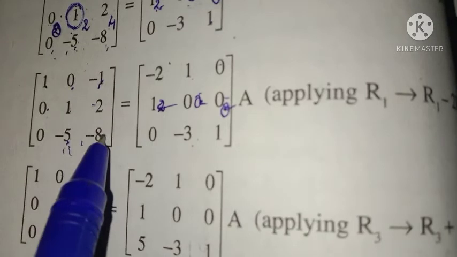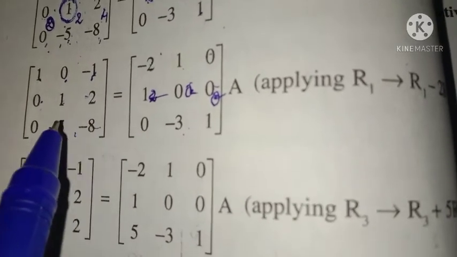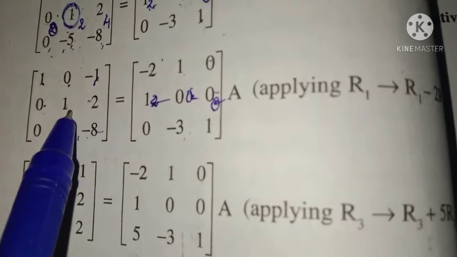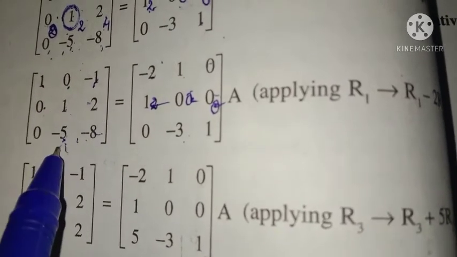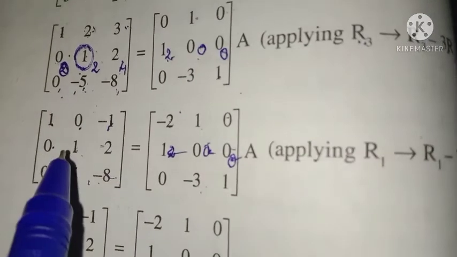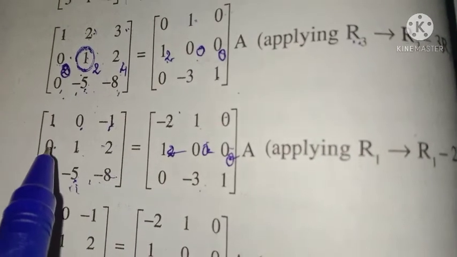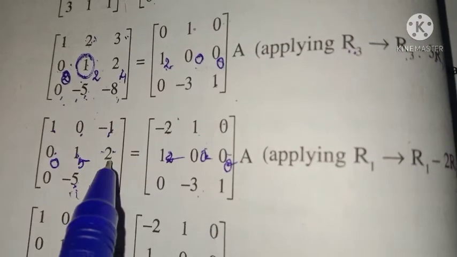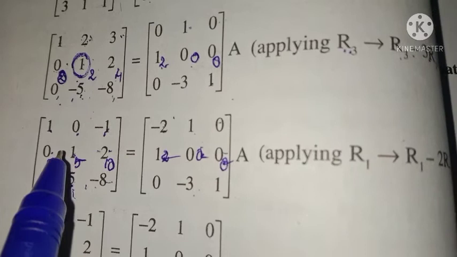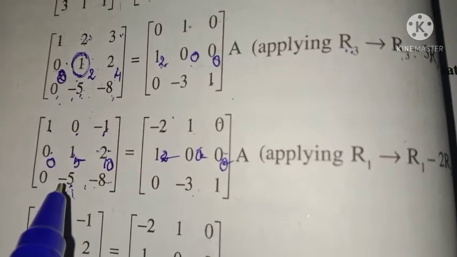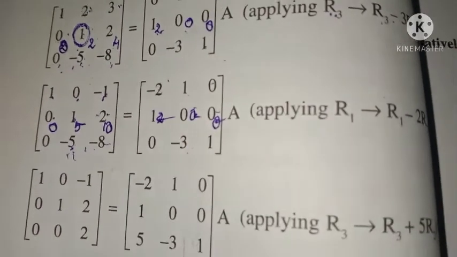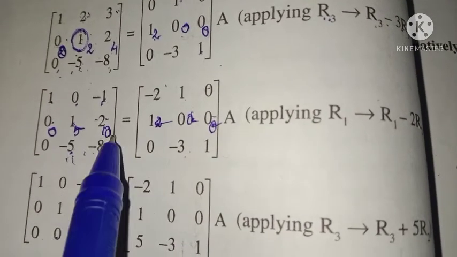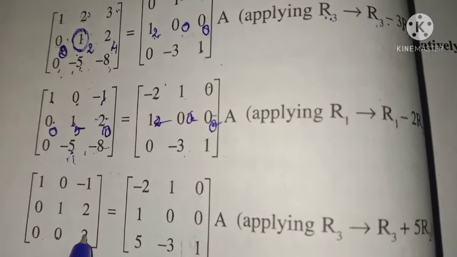Okay. So we are going to change R3. How? R3 is replaced by: first we multiply by the scalar 5 and add to R3. So what will happen if we multiply it by 5? This becomes 0. 1 into 5, 5. 2 into 5, 10. Okay. Now add this second row to the third row. 0 plus 0, 0. 5 plus minus 5, 0. 10 plus minus 8, 2.